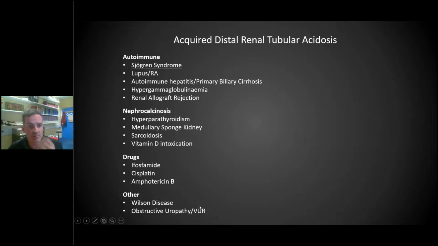And it's often said to happen with obstructive uropathy. Actually, I think that's probably a problem of terminology. I think it tends to occur with what we used to call vesicoureteric reflux, we now call CAKUT. And I think that's more to do with scarring and damage in the collecting duct, although I've got to say I'm pretty agnostic about that. But what we can really boil this down to is that the one standout reason for acquired dRTA in over 90% of patients is going to be Sjögren's syndrome.